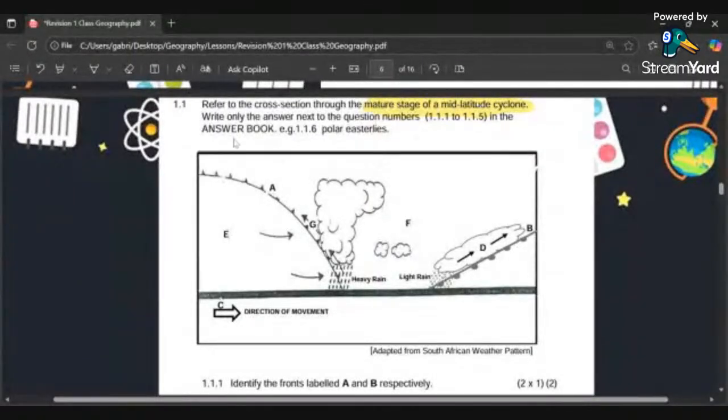It says to write only answers next to the question number in the answer book. Remember, with geography, actually in every exam that you are writing, it's very important to follow your instructions. This will help you not be penalized, so it's important to follow these instructions.